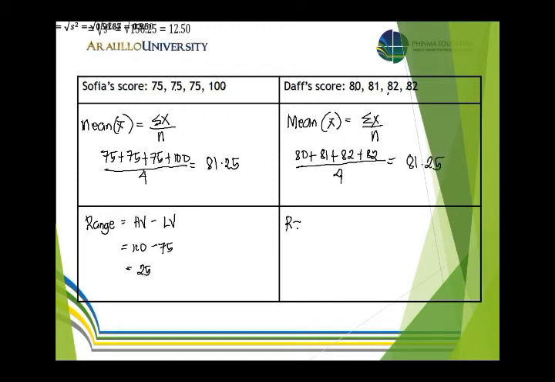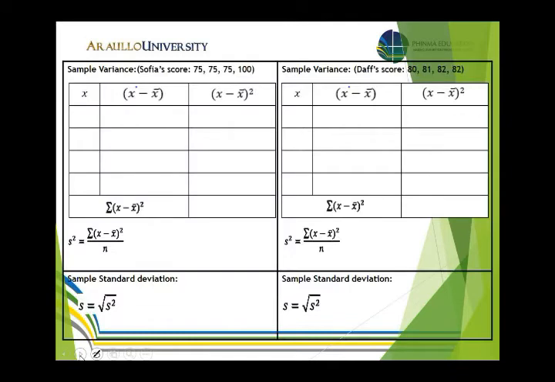So how about range? We have the highest value, 82, minus 80. So we have a range of 2. So they have the same mean, but they have different ranges. Next. As simple as that. So madali lang. Next is variance and standard deviation.